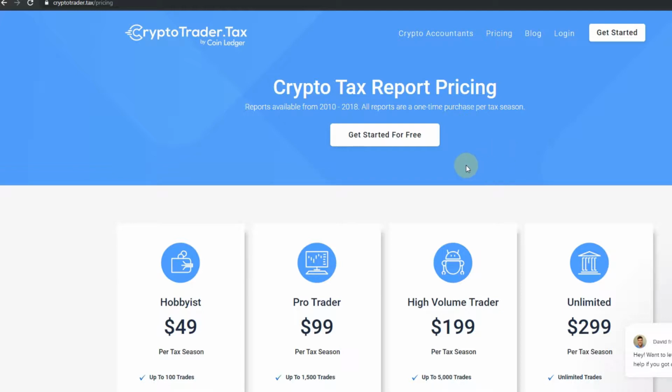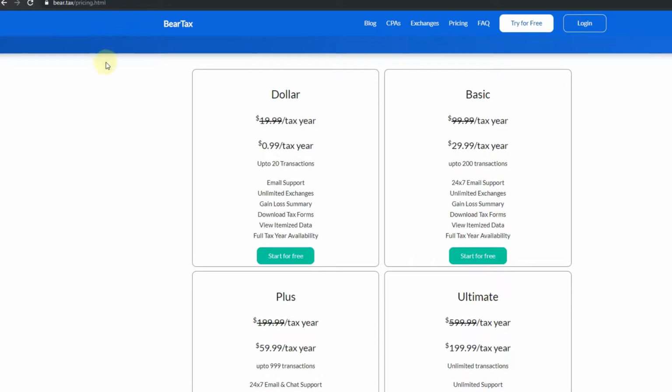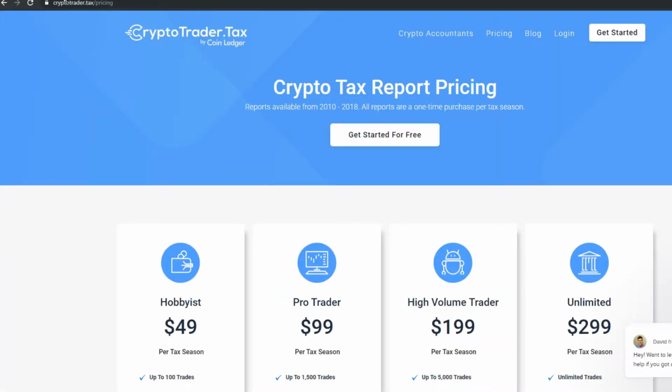I think they are really the most advanced. Maybe there are better ones, some really super professional solutions, but you will have to pay a lot more. So I think this is for a small or medium investor or trader. These are really good solutions, the Bear.tax and the Cryptotrader.tax.